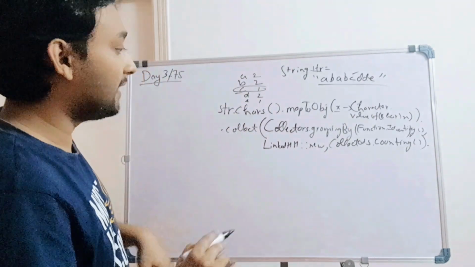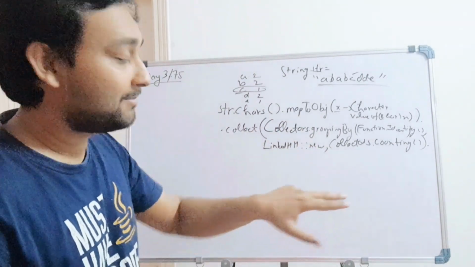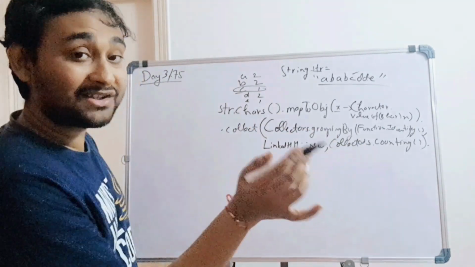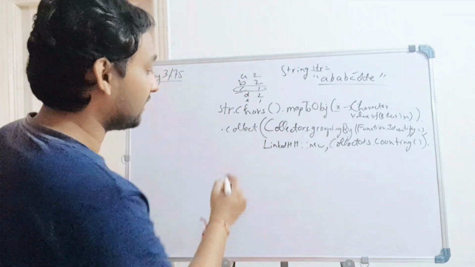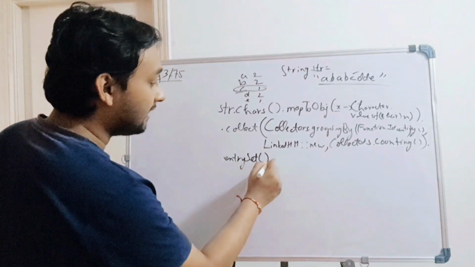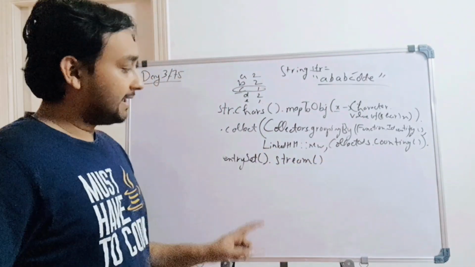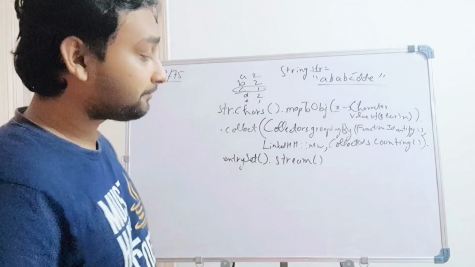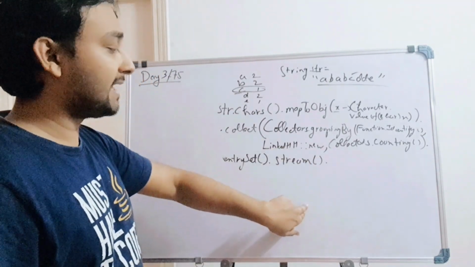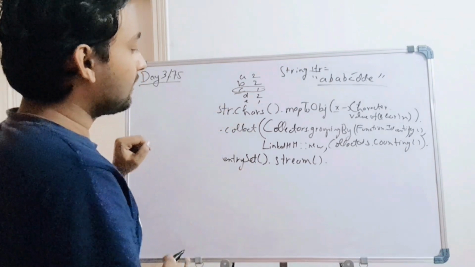We have to make use of entrySet, because we need to convert this map to a stream type, right? Because it's a map, groupingBy returns the map type. So how to convert it into a stream? We have to make use of the entrySet method. So we will be writing here entrySet, it's a method. Then we will write .stream. Okay, after .stream the map has been converted into a stream type.